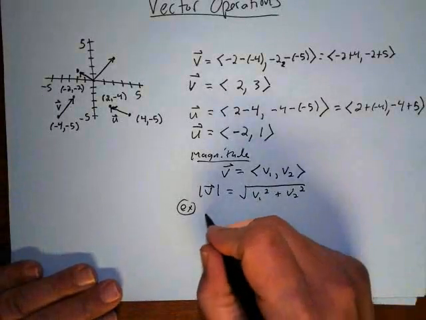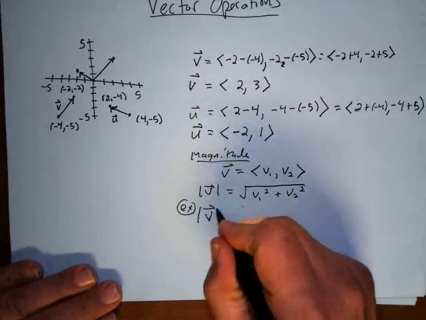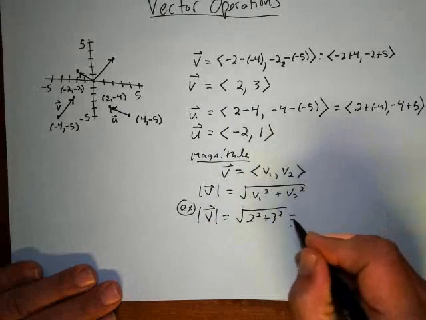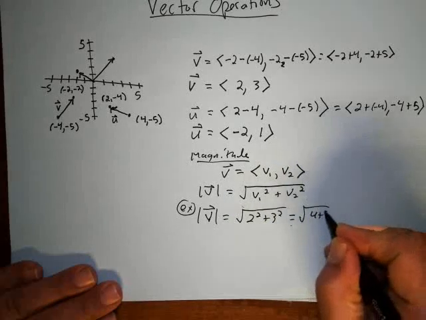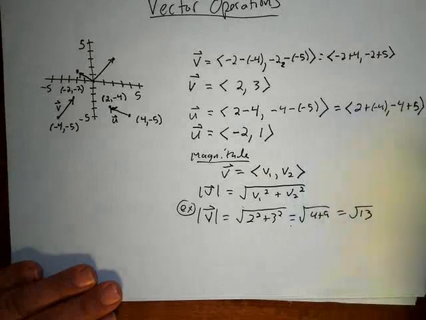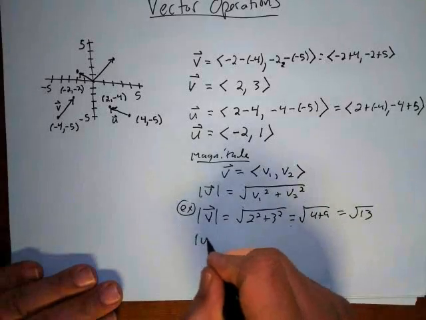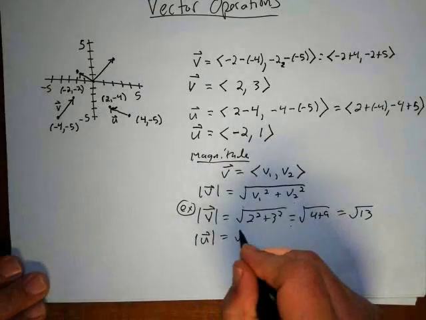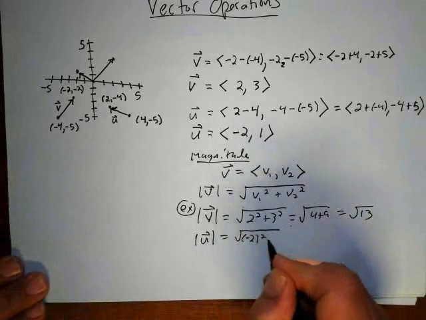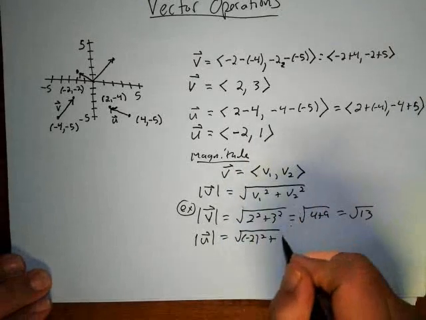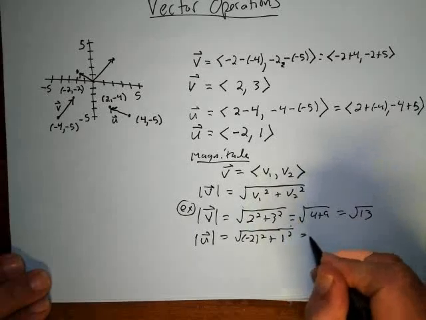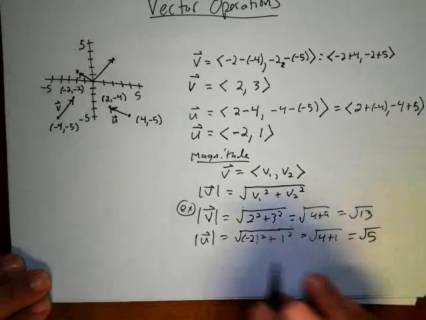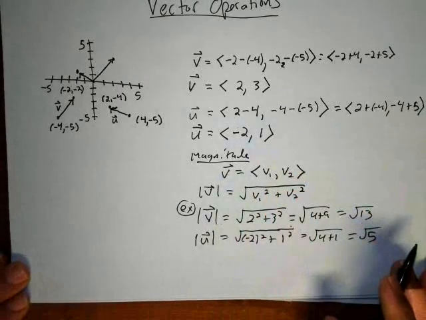Let me do the magnitude of v. It would just be the square root of 2 squared plus 3 squared. So this is the square root of 4 plus 9, which is the square root of 13. See how easy that is? And then the magnitude of u would just be the square root of negative 2 squared plus 1 squared. So this would be the square root of 4 plus 1, which is the square root of 5. Those are the magnitudes of those two vectors.